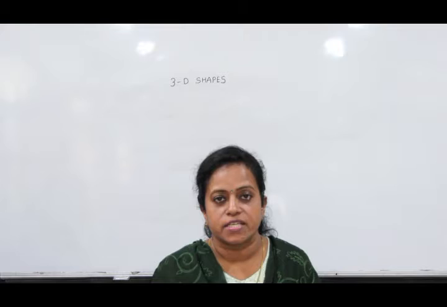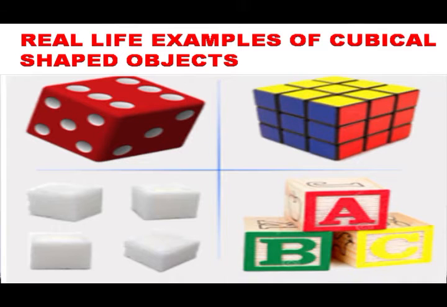Now let me show you some examples of the cubical shaped objects that you find around. You will find that the die which we use to play Ludo is in the shape of a cube. The Rubik's cube is another example of a cubical shaped object. And other examples can be the ice cubes or the toys which come in the shape of a cube.